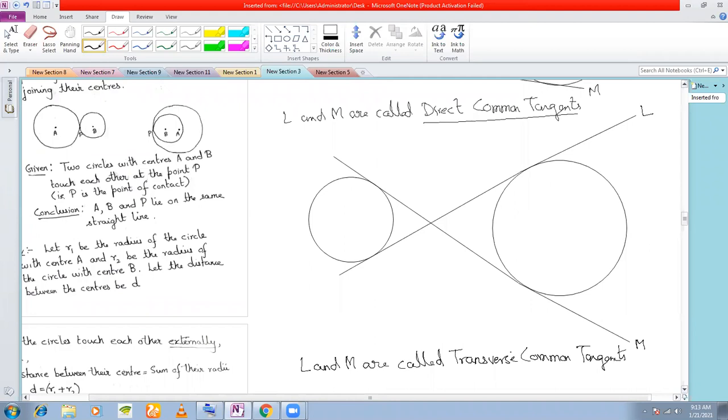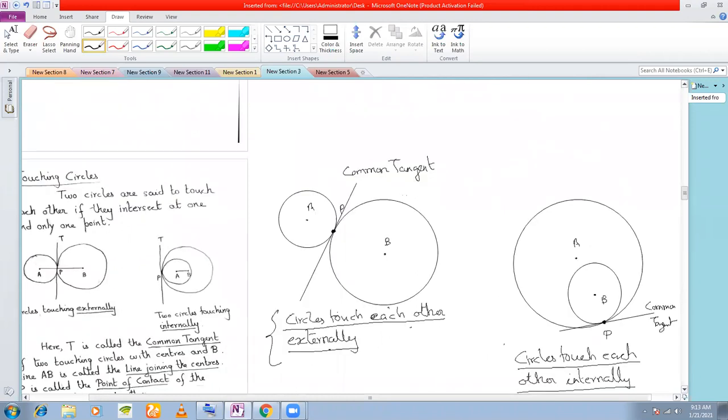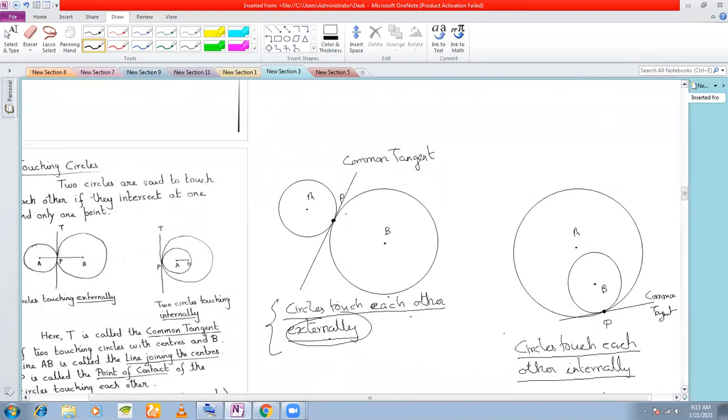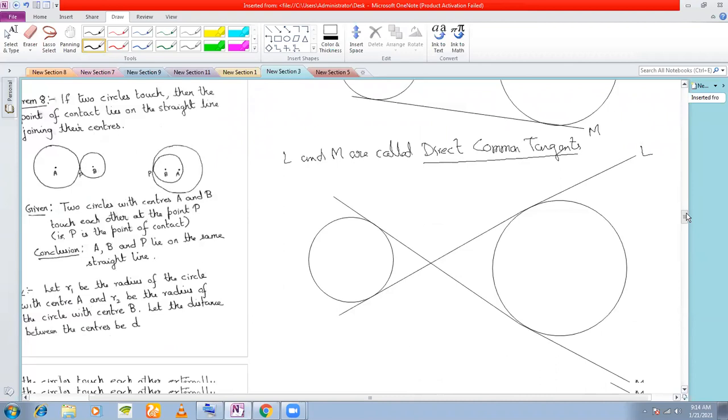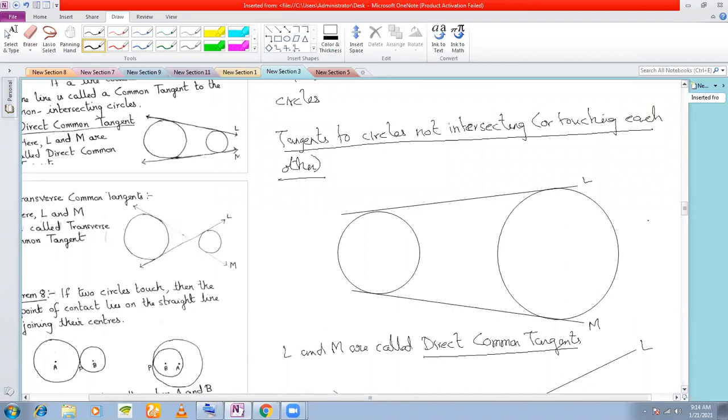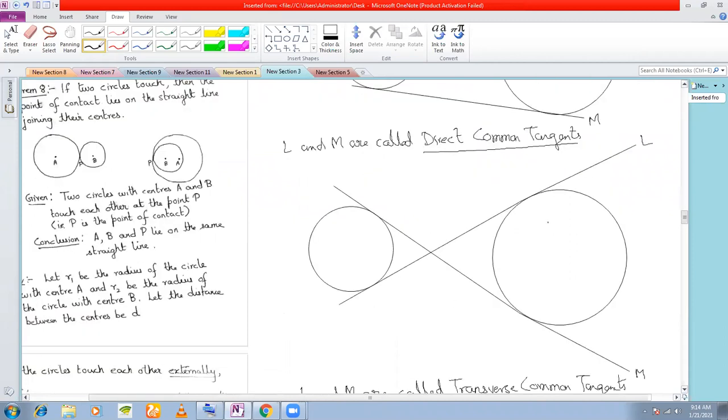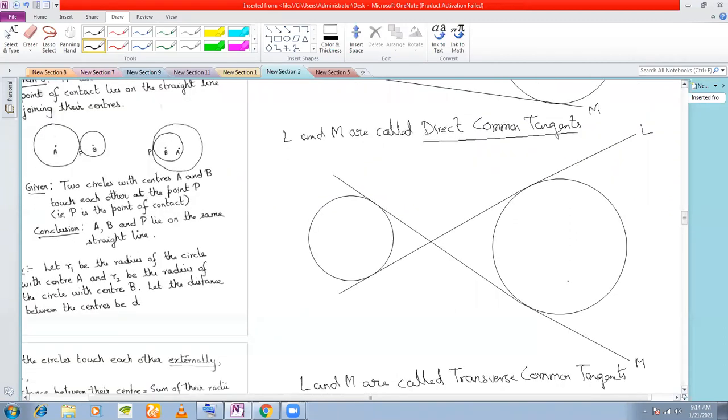Summarizing the concept of common tangents: if two circles touch each other externally, you can have one common tangent. Even if two circles touch each other internally, you can have a single common tangent. If, however, the circles are non-intersecting, neither intersecting nor touching, then you will have two kinds of common tangents. One is the direct common tangents, the way it is shown here, and this is the transverse common tangent. These are the various possibilities.